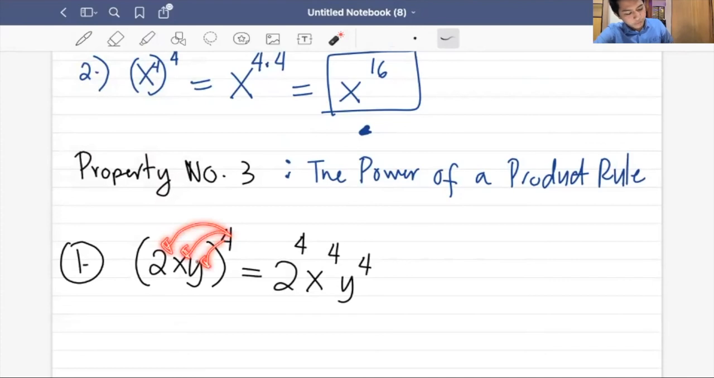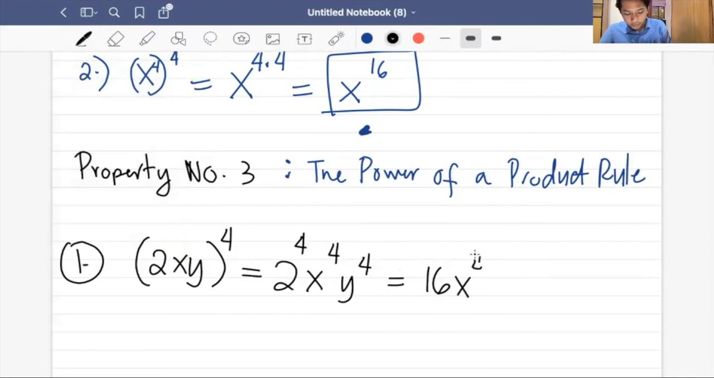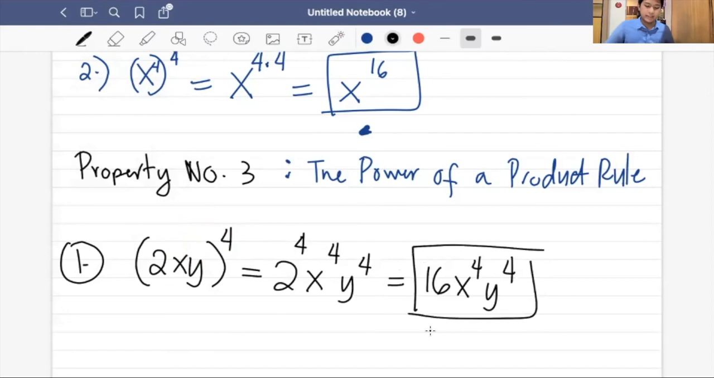So 2 to the fourth, x to the fourth, y to the fourth, and then just simplify after distributing the 4, the exponent. So we have 2 times 2 times 2 times 2. That is equal to 16, x to the fourth, y to the fourth. All right. 16x to the fourth, y to the fourth. And this is one of the examples of the power of the product rule. So therefore, let's generalize it.